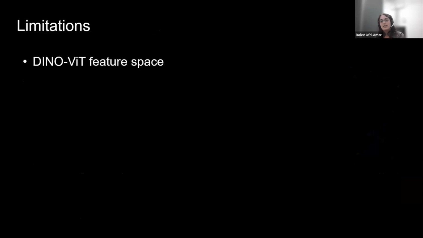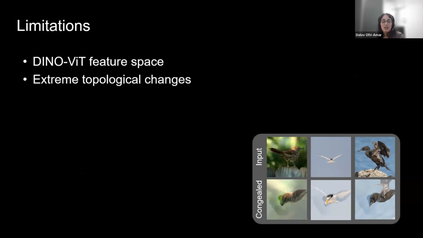So regarding the limitations of our method, since we align the images in the DINO-ViT feature space, we rely on these features to capture the semantic association across the image set. So if it does not happen, our method won't work well. Also, we saw the cases of extreme topological changes in the common object across the set, which our method mostly struggles with due to rigidity constraints.